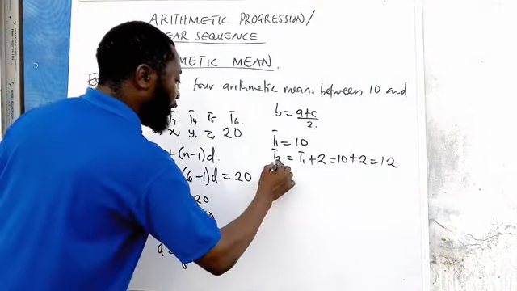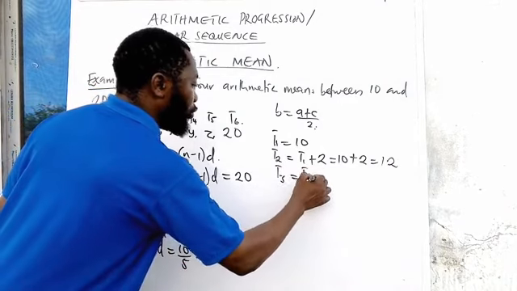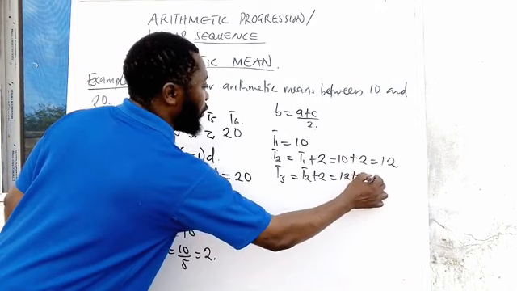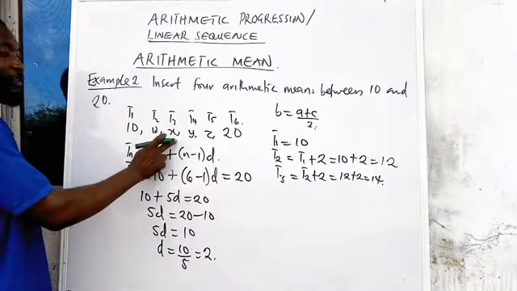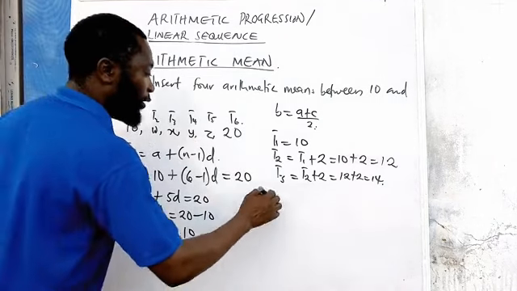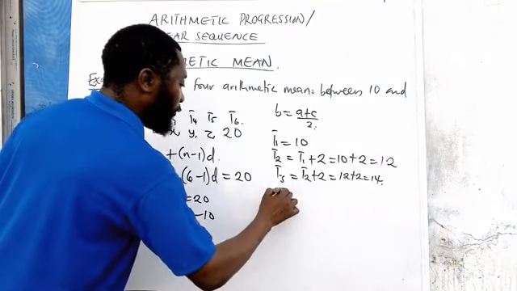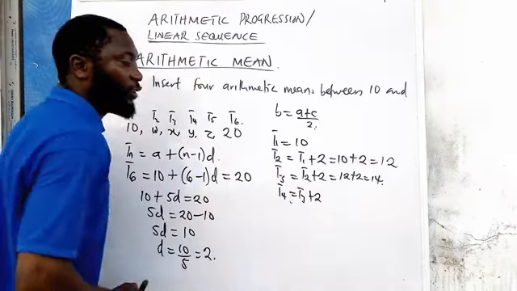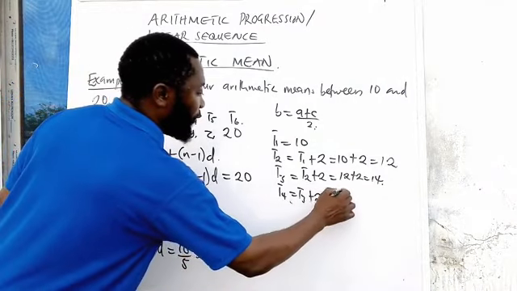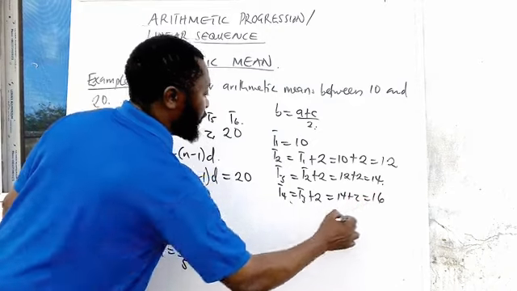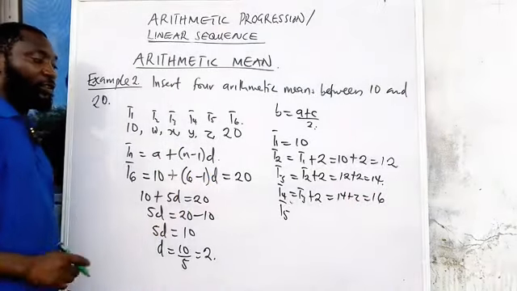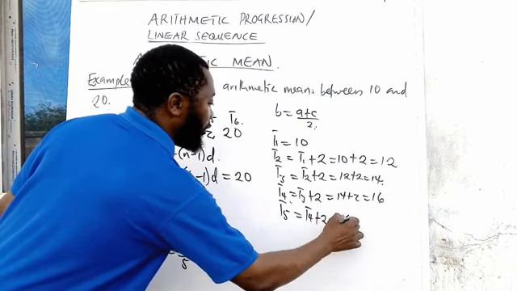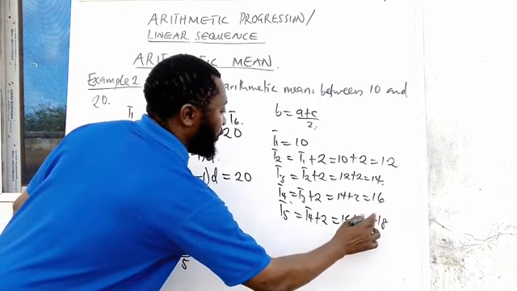Now to get T3, it will be T2 plus 2 again. And what's our T2? 12. That will be 12 plus 2, which equals 14. So that's the value for X. For Y, that is T4, so T4 equals T3 plus the common difference, which is also 2 again. That is 14 plus 2, which equals 16. T5, which is Z, equals T4 plus 2, which equals 16 plus 2, and that is 18.